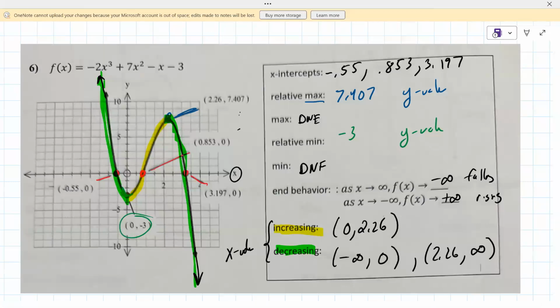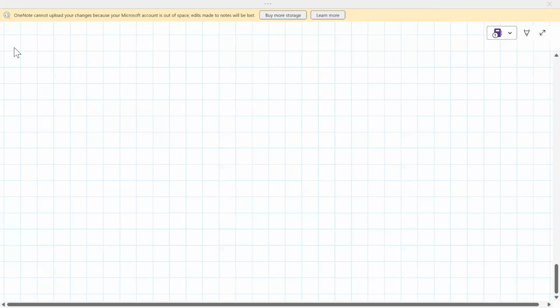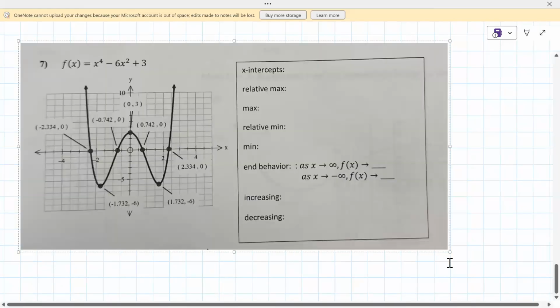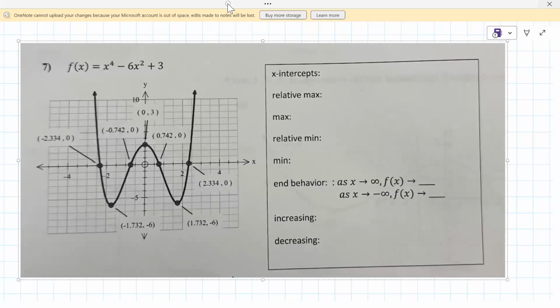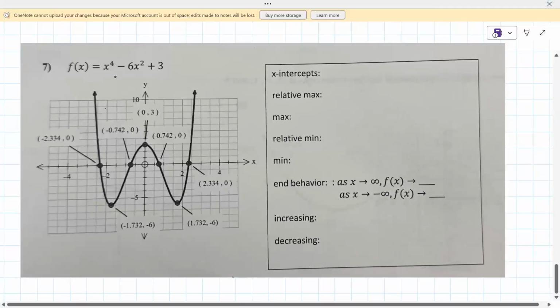All right. Any questions on that? No, seems pretty good. Okay, so 7 is very, very similar. I'd like you to make an effort here to see what you can answer. We'll just do the same thing here again. I'll ask you, give me the x-intercepts.